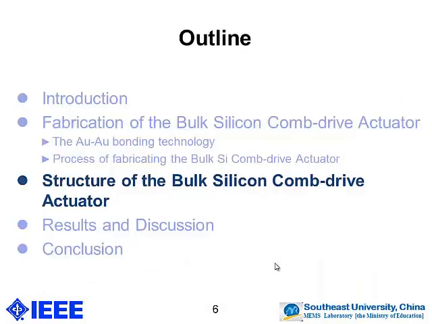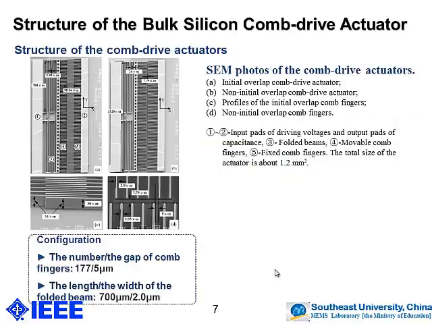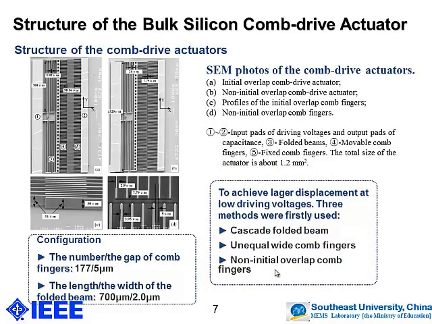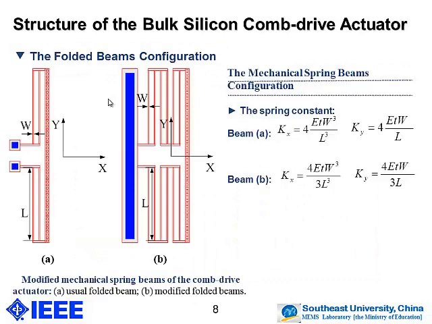Then we talk about the structures of the Bulk Silicon Comb-drive actuator. In the figure, A is the normal comb-drive actuator, and figure B is the one we designed. In figure B we designed the comb-drive actuator, which used the cascade folded beam and unequal wide comb fingers, and the comb fingers have non-initial overlap.